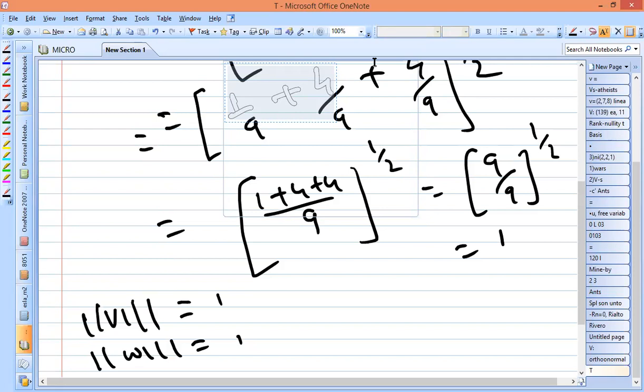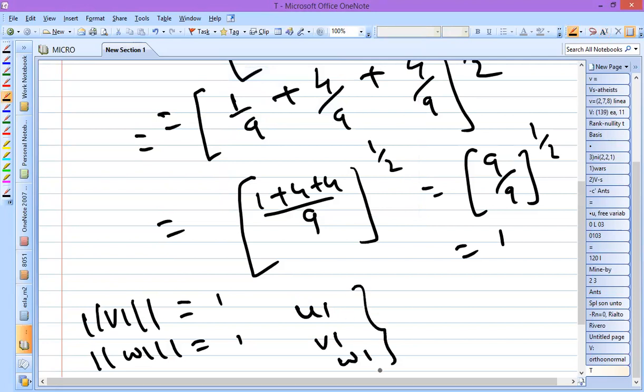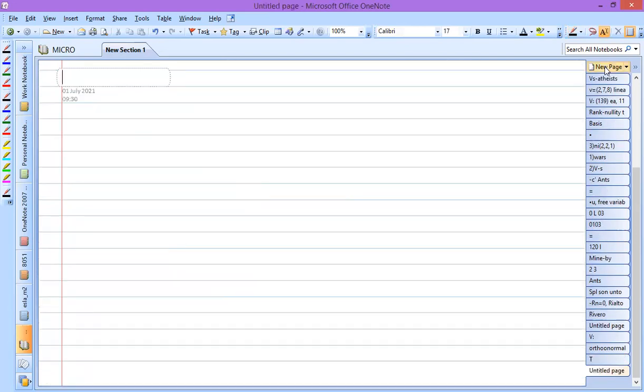Yes, both the length of E1 and W1 is equal to 1. So here we can say that U1, V1, W1 are going to form an orthonormal set for the given vectors U, V, W. This is the continuation of that problem.